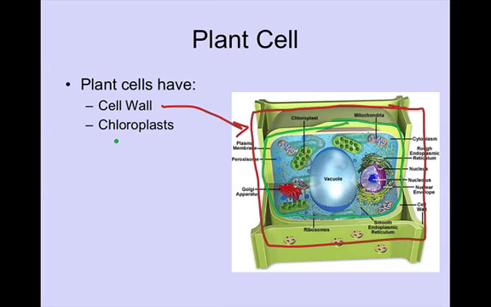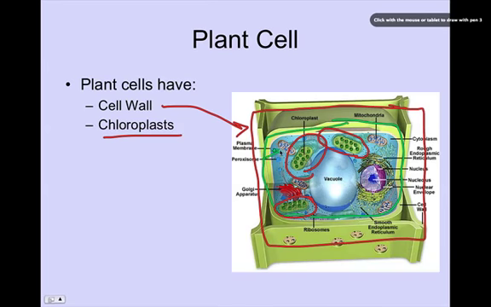All plant cells have chloroplasts, and these are these green things. And you can see over here that they do have mitochondria also. You can tell the difference between what a mitochondria looks like and what a chloroplast looks like, because you're going to have to identify these on your test.